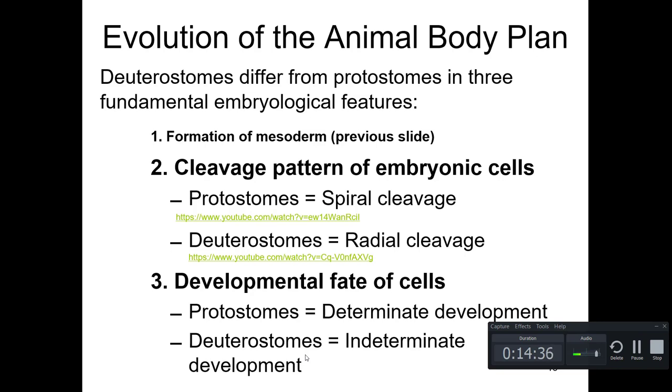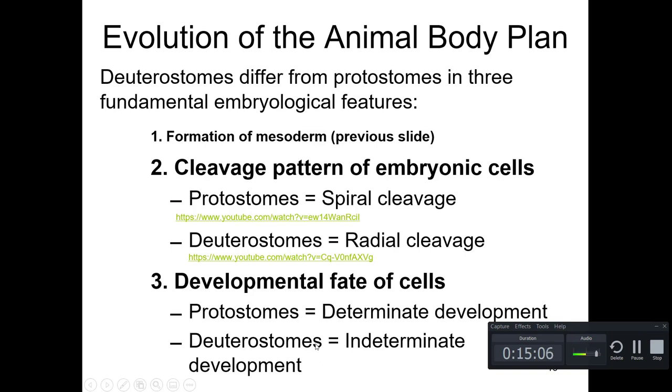So in deuterostomes, indeterminate development means the cells are stem cells much longer, and stem cells can become anything. And so there's a much more flexible developmental pathway with the deuterostomes, because the cells stay in that stem state much longer as they continue to divide. It's not that one's better than the other. It's just two different ways of development.